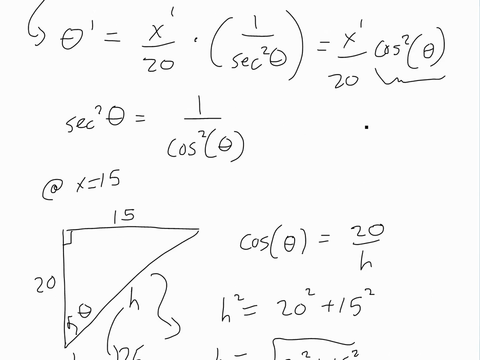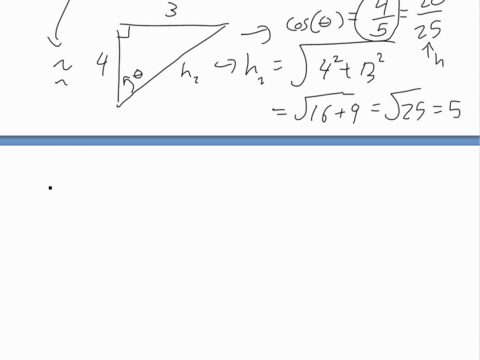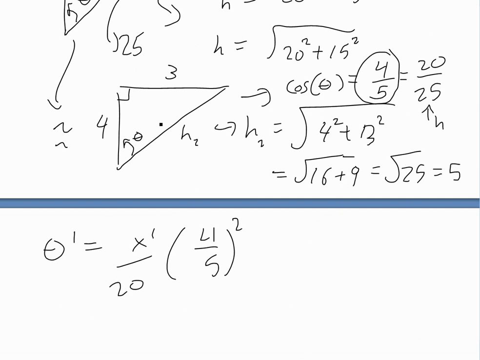Now we just plug it in and we get our answer. This is going to be 4 over 5 squared. So we get theta prime is equal to x prime over 20 times 4 over 5 squared. Then plug this all in. We know that x prime is just 4 feet per second. That's how fast the guy's moving. So this is going to be 4 feet per second times 16 over 25 times 1 over 20.